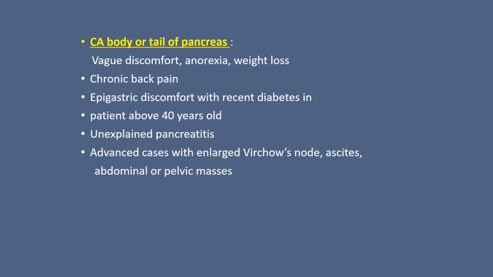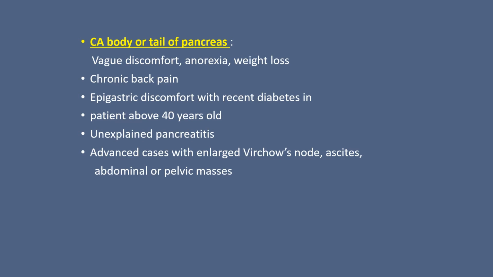The second group of tumors involve the body of the pancreas or the tail of the pancreas. In these patients, the jaundice is not the main feature, but they have vague complaints of upper abdominal discomfort, anorexia, weight loss, and they may also have chronic backache, pain over the back, which can be very severe and not relieved by normal analgesics.